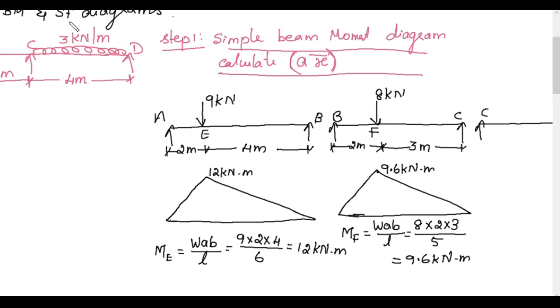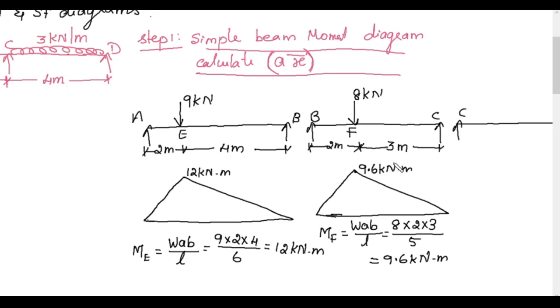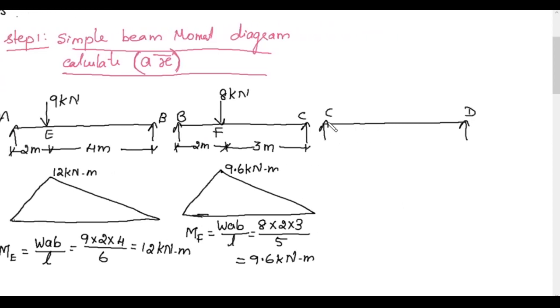Now we will go for the span CD. We know span CD carries a UDL of 3 kilonewton per meter, and the span length is 4 meter.